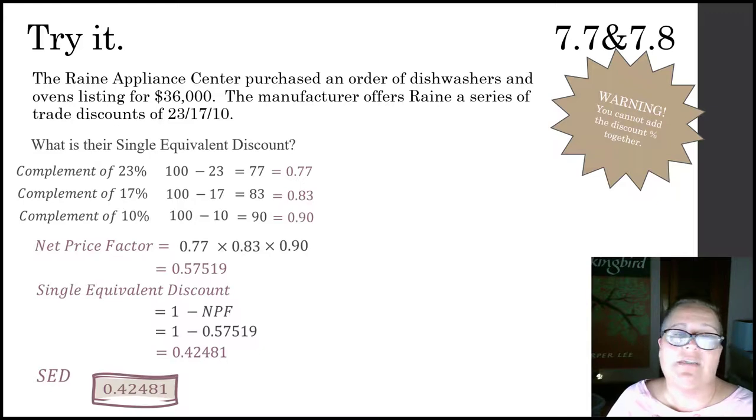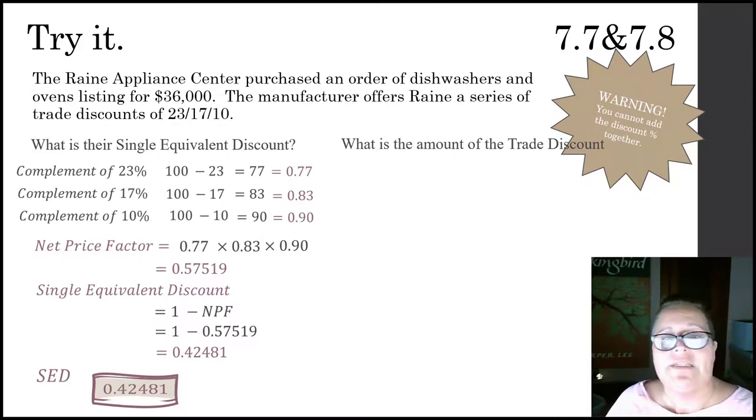So even though it says I'm getting 23% off, then 17% off, then 10% off, that is equivalent or the same as taking 42.481% right off the top from the beginning. Get rid of all the middlemen.